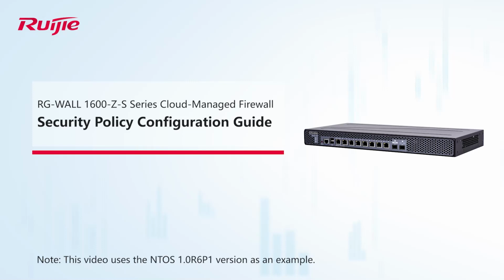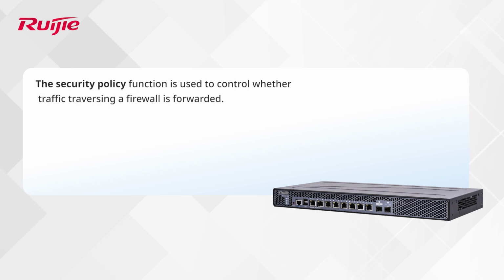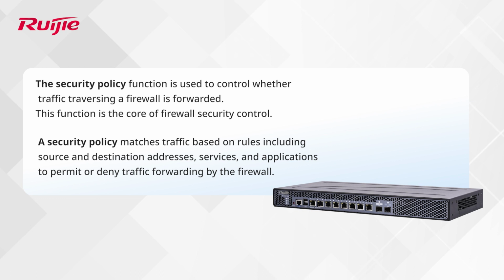This video demonstrates how to configure security policies on the Firewall 1600Z S-Series cloud-managed firewall. The security policy function is used to control whether traffic traversing a firewall is forwarded. This function is the core of firewall security control. A security policy matches traffic based on rules including source and destination addresses, services, and applications to permit or deny traffic forwarding by the firewall.